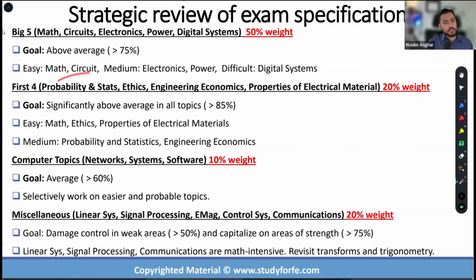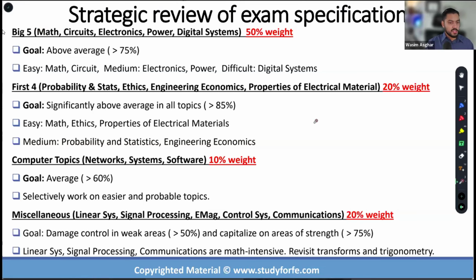Then we have the first 4 or 5 sections. If you include math, it becomes 5. Otherwise, it's 4. What's going on over here is these are general sections. Okay, every FE discipline ends up taking this exam: probability, ethics, and econ, properties of electrical materials, a variation of it, and obviously math. So it's easy to hit it out of the park, relatively speaking, and that's what the goal should be.